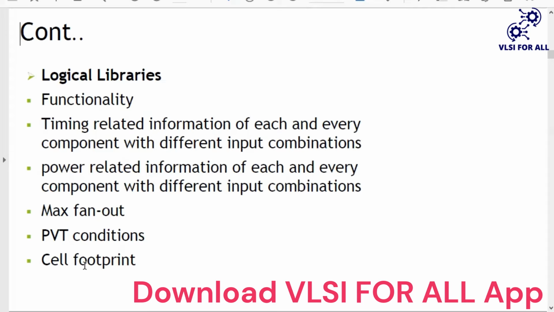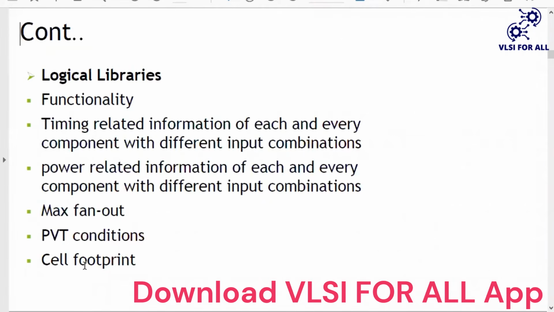Okay, next one is the logical library. Just now we got the physical library, next one is the logical library. Physical library means LEF, logical means library, .lib. Here in the logical library, functionality and timing related info is present for each and every component we define in our design, with input combinations.